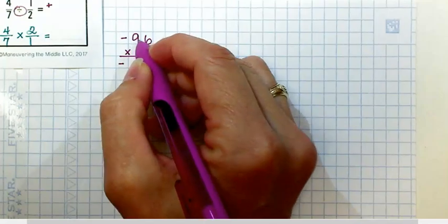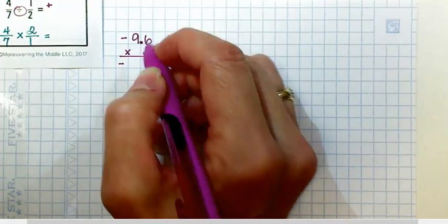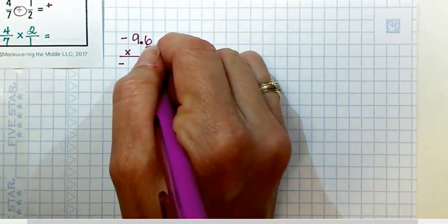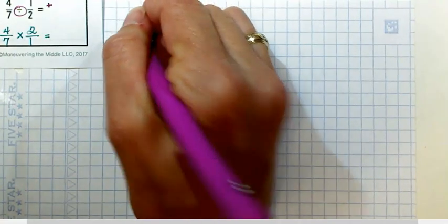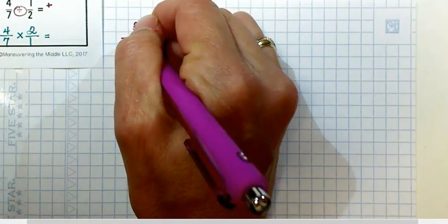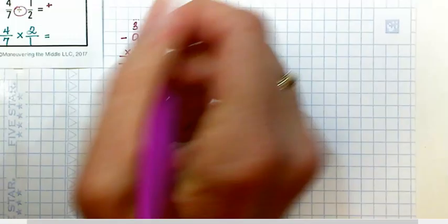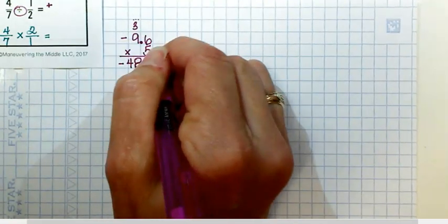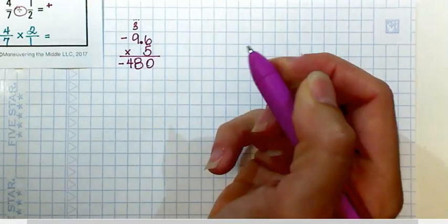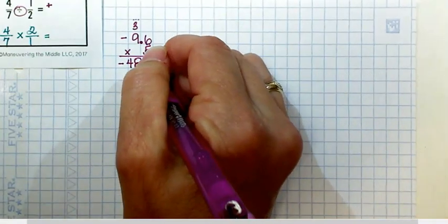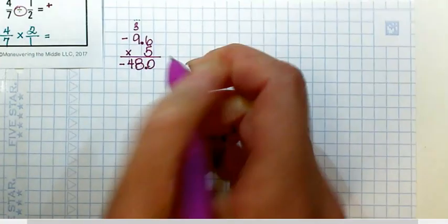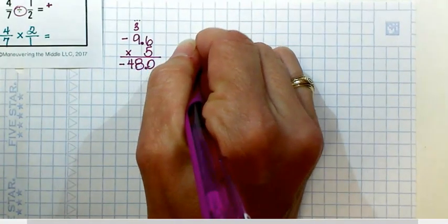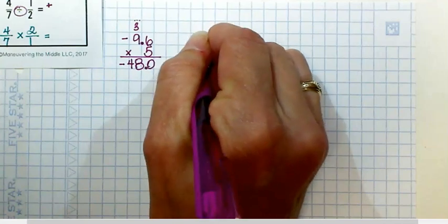Okay, one positive and one negative, we're going to have a negative answer. Other than that, it's the same that you've always done. 5 times 6 is 30. Put down the 0 and carry the 3. 5 times 9 is 45, 46, 47, 48. And then remember, I have one digit behind a decimal in my math, so I have one digit behind the decimal in the answer. So the answer to the first one is negative 48.